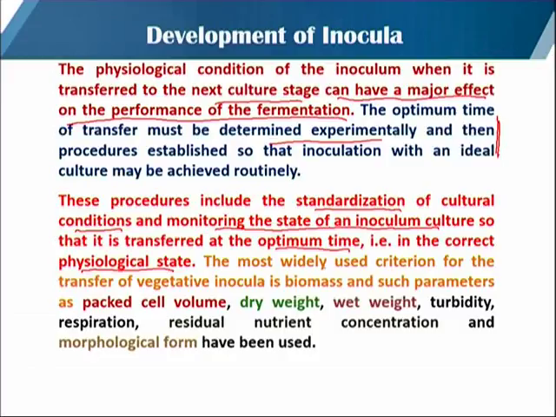So the most widely used criteria for the transfer of vegetative inoculum are biomass parameters such as packed cell volume, dry weight, wet weight, turbidity, rate of respiration, residual nutrient concentration and morphological form. These are the different criteria which have to be standardized for the transfer of inoculum.